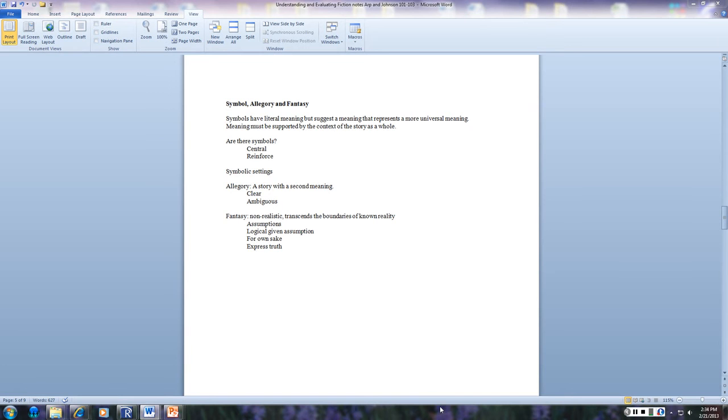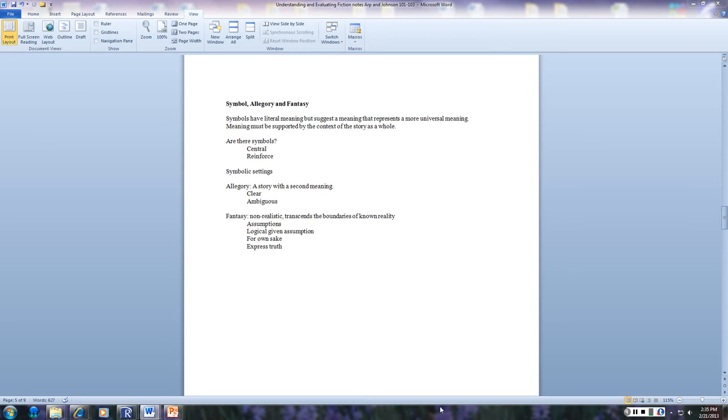Symbols, as you know, have literal meaning. That is, they are what they are, but they suggest a meaning that represents something more universal. If there is symbolic meaning, that meaning must be supported by the context of the story as a whole. It has to be consistent with the story and what's communicated there. We need to consider if there are symbols, and if there are, are they central to the story? That is, do we have to know that they are symbolic in order to understand the story, or do they simply reinforce the meaning?